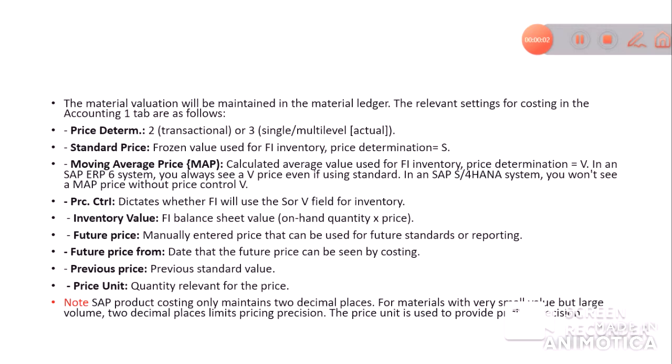Other fields include inventory value, the FI balance sheet value, future price, which is manually entered and can be used for future standards or reporting, future price from, previous price, and price unit. So, the quantity relevant for the price. SAP product costing only maintains 2 decimal places, which is a problem for materials with very small value but large volume. 2 decimal places limits pricing precision. The price unit is used to provide pricing precision.